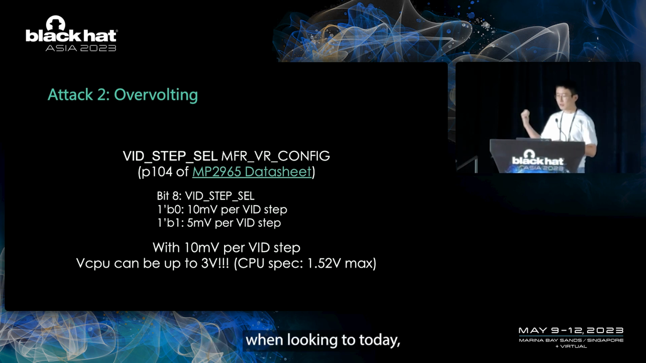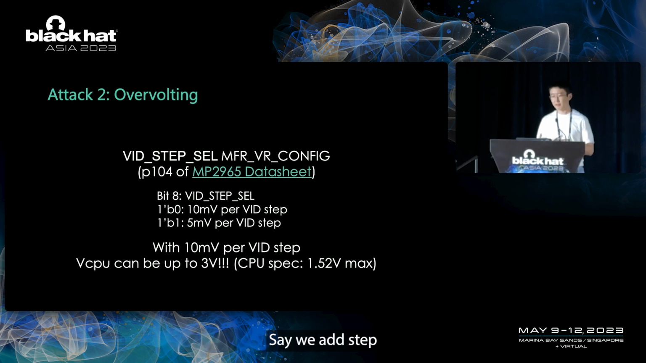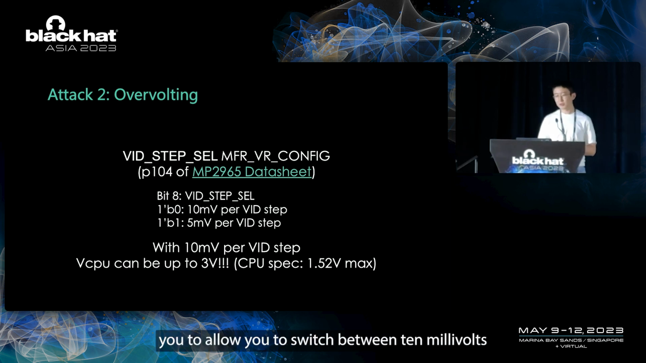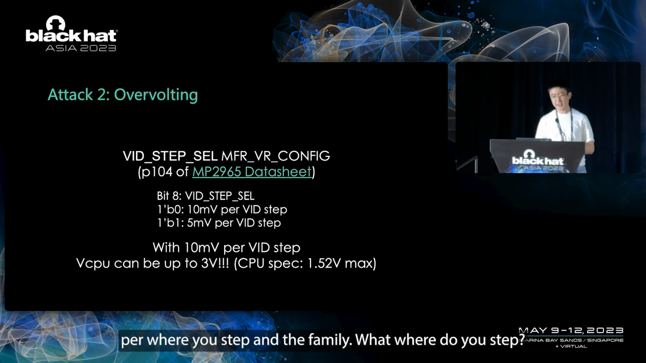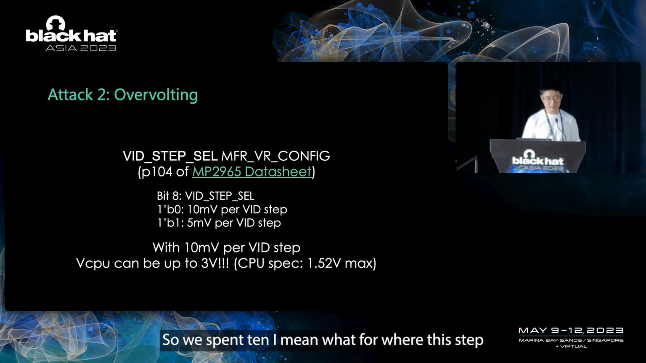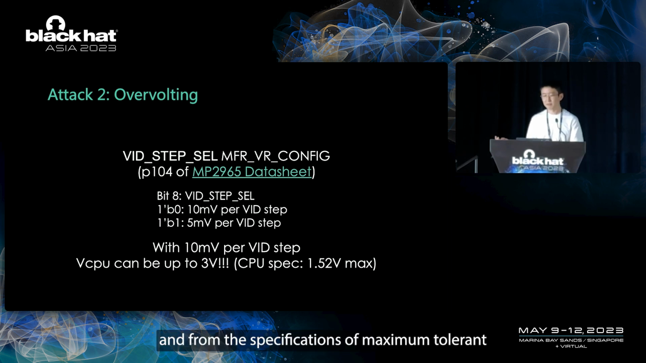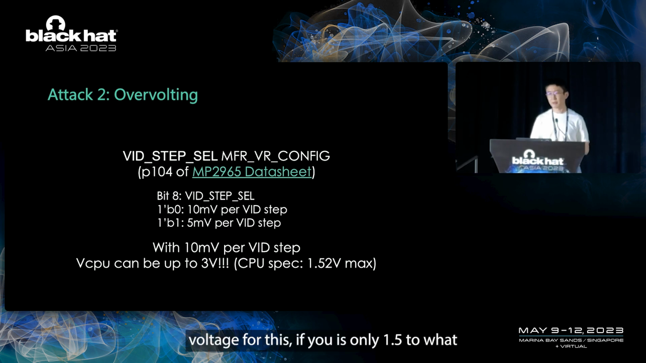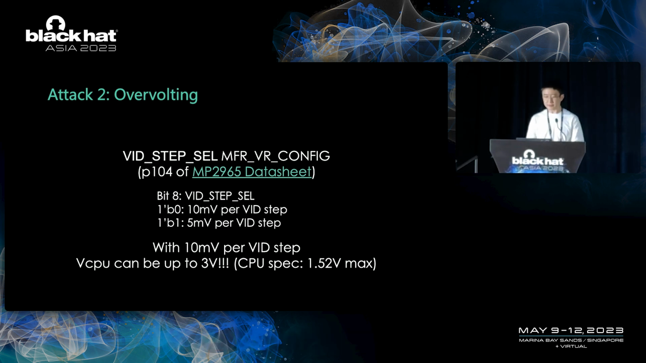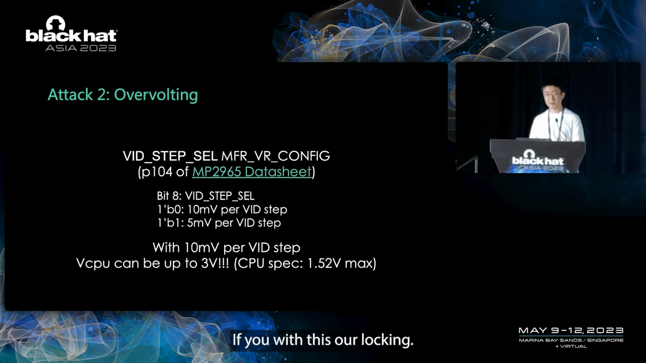Looking deeper into the datasheet about this register, we found that there is a bit controlling the VID step. It allows you to switch between 10 millivolts per VID step and 5 millivolts per VID step. With 10 millivolts per VID step, the voltage of the CPU can go up to 3 volts. From the CPU specification, the maximum tolerable voltage for the CPU is normally 1.52 volts. That means we definitely permanently damaged the CPU with this overvolting.